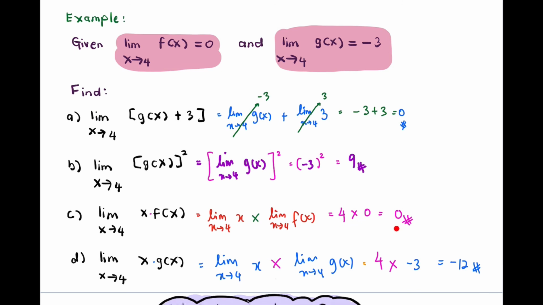And finally, part D, the limit of x multiplied by g(x). Let us expand. This is the limit of x times the limit of g(x). The limit of the function x as x approaches 4 is just the limit of a polynomial. So you can just substitute 4 inside here. So this is 4 times the limit of g(x). We already have the value here is -3. So let's solve 4 times -3. This is -12.